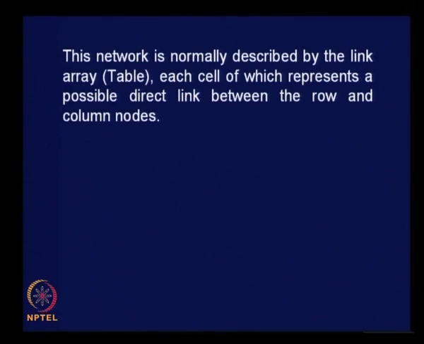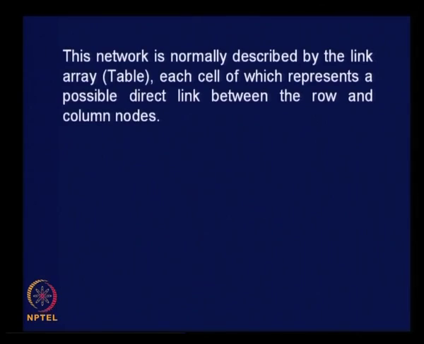This network is normally described by the link array table. As I told you in the previous class, we are not going to give this picture as input to the computer program for analysis, we have to deal with numbers only. So the same picture can be represented by a link array table, each cell of which represents a possible direct link between the row and the column nodes.